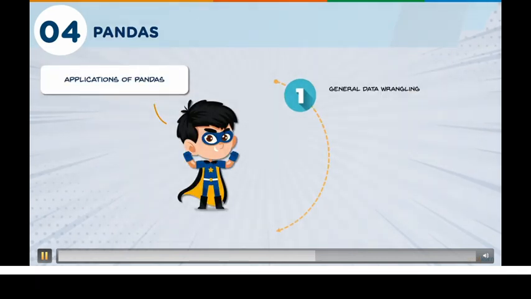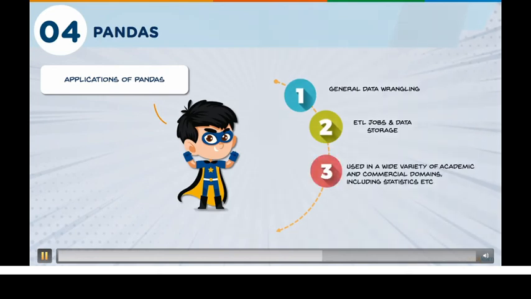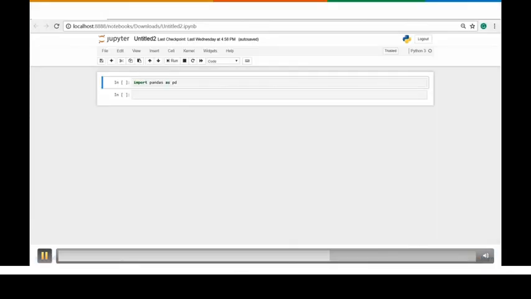Now let's discuss the applications of pandas. So pandas is extensively used in general data wrangling and data cleaning. Then pandas also finds its usage in ETL jobs for data transformation and data storage, as it has excellent support for loading CSV files into its data frame format. Then pandas is used in a variety of academic and commercial domains, including statistics, finance, neuroscience, economics, web analytics, etc. Then pandas is also very useful in time series specific functionality like date range generation, moving window linear regression, date shifting, etc. Now let's look at a very simple example of how to create a data frame.